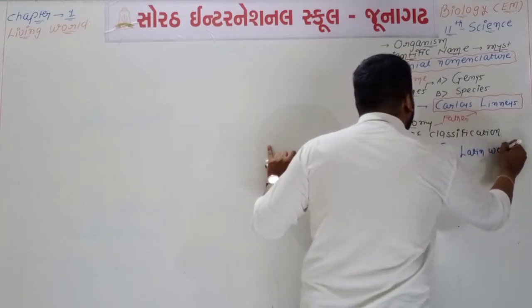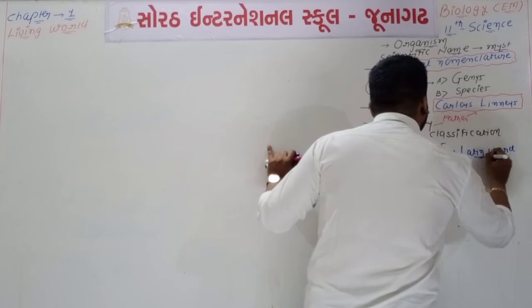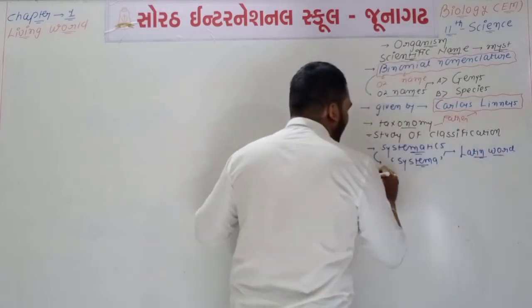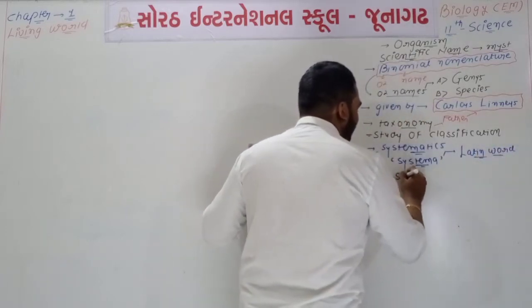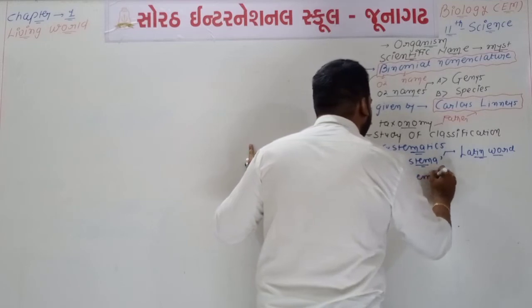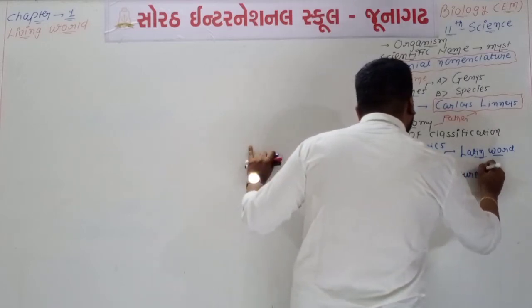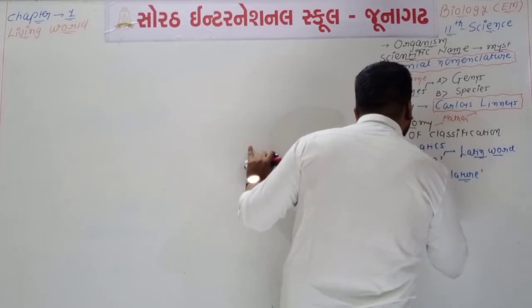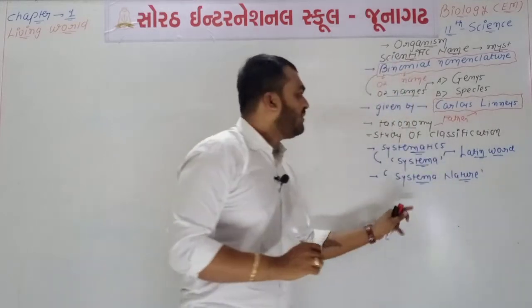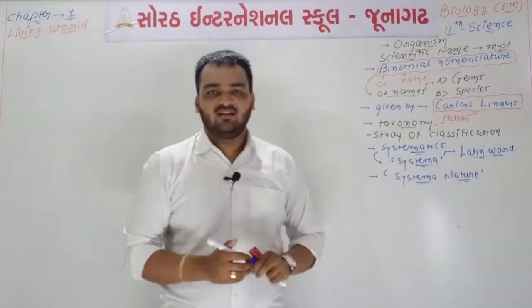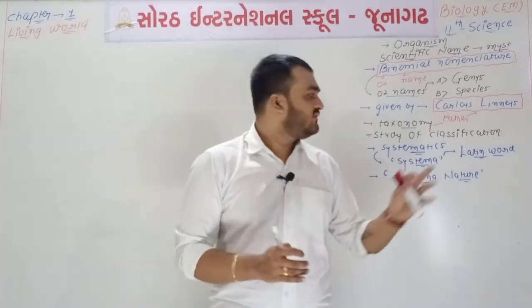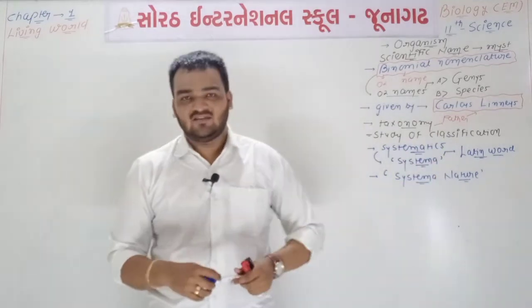Systema is a Latin word, and you know the name of one book, Systema Naturae. This book, or publication, was published by the same scientist, Carolus Linnaeus. So it is all about the history of modern classification.